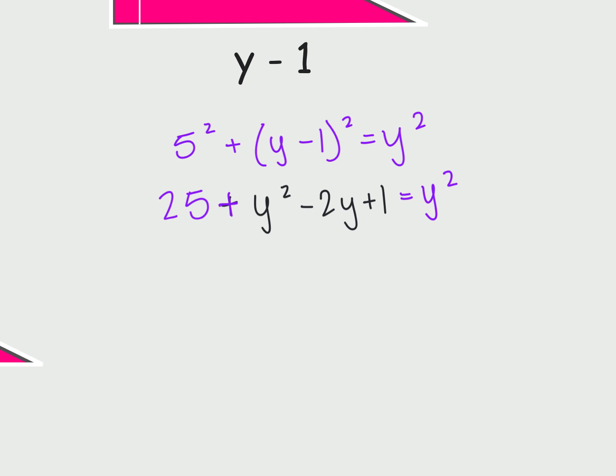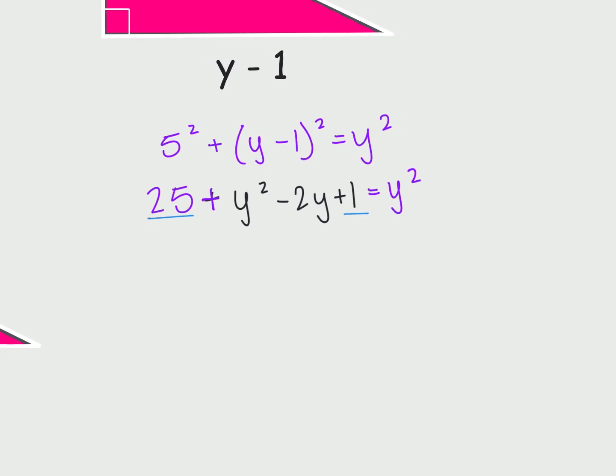What can we do? I'm going to combine like terms first. So what are my like terms? Good, 25 and 1. So right here, 25 and 1. I'm going to get 26. Then I'm going to have plus y squared minus 2y equals y squared. Now what can I do? Cancel out the y squared. Okay, I could move the y squared. I'm going to subtract y squared.